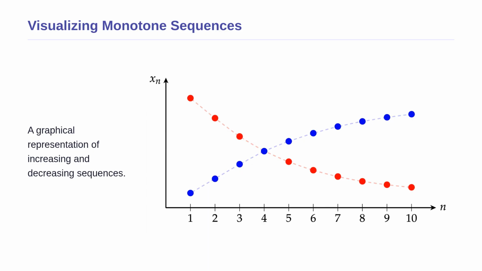The most important thing to notice here is that neither set of dots ever changes its overall direction. There are no zigzags or sudden reversals. This consistent one-way movement is the defining characteristic of monotonicity.